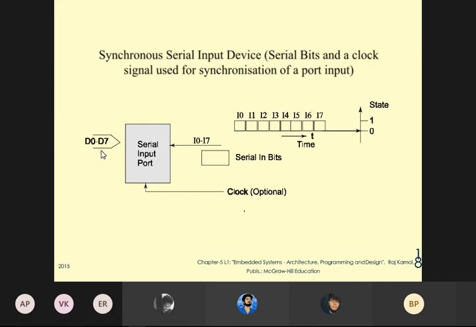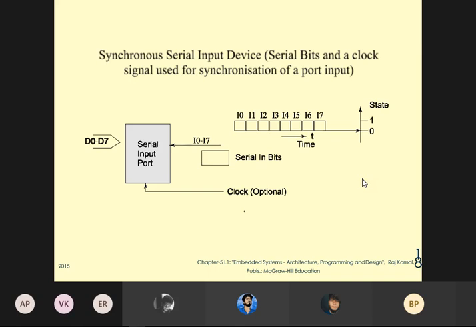Okay, so this is the basic diagram for the synchronous serial input device, and the synchronization is nothing but I'm going to send the data along with the clock pulse. Keep on remembering, don't forget about this one. They will ask what is synchronization, what is synchronous serial and asynchronous serial communication. So at that time you have to represent it.